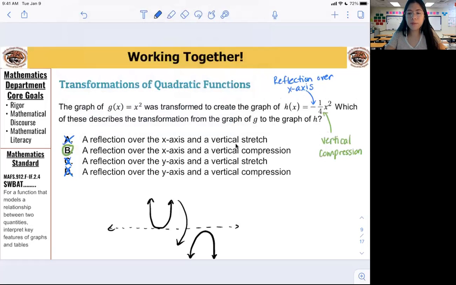What would make it a vertical stretch? What type of number? A number that is greater than 1. So if it was like -5, -6, -4, that would be a vertical stretch. But since I had -1/4, that's a vertical compression. Any questions on this one?